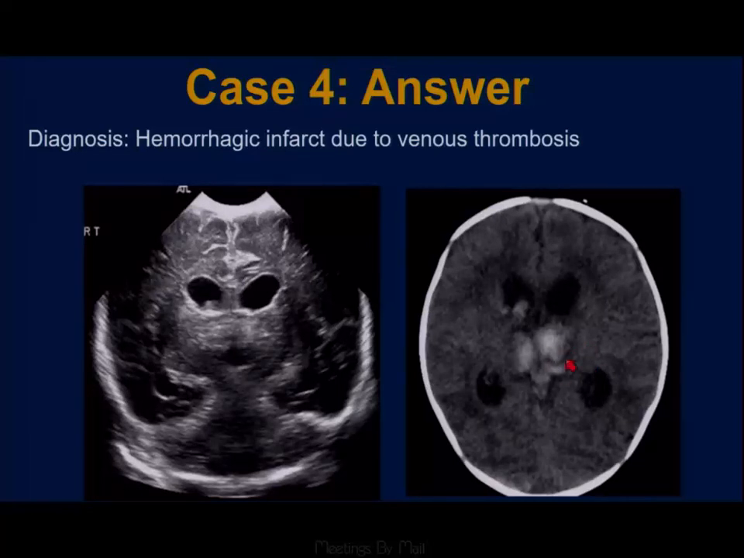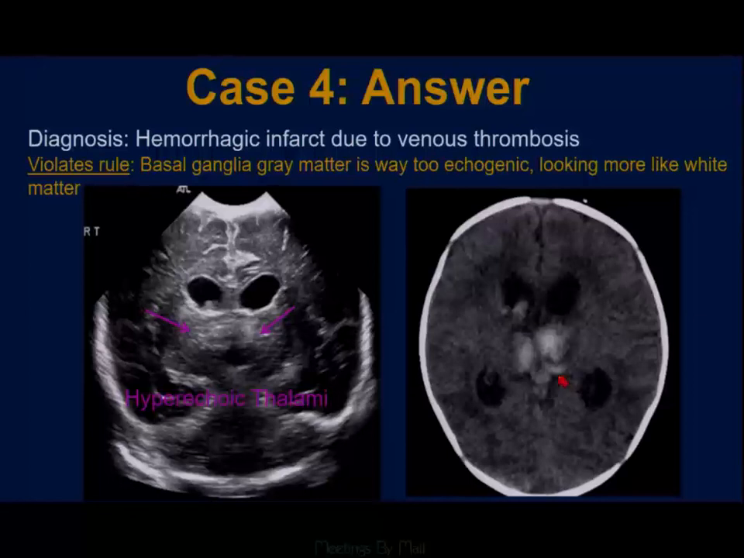Here's a nice head CT showing that large parenchymal bleed within the thalami. And this was due to venous thrombus. And again, basal ganglia gray matter is just way too echogenic here. It looks more like white matter, and that should never be the case.